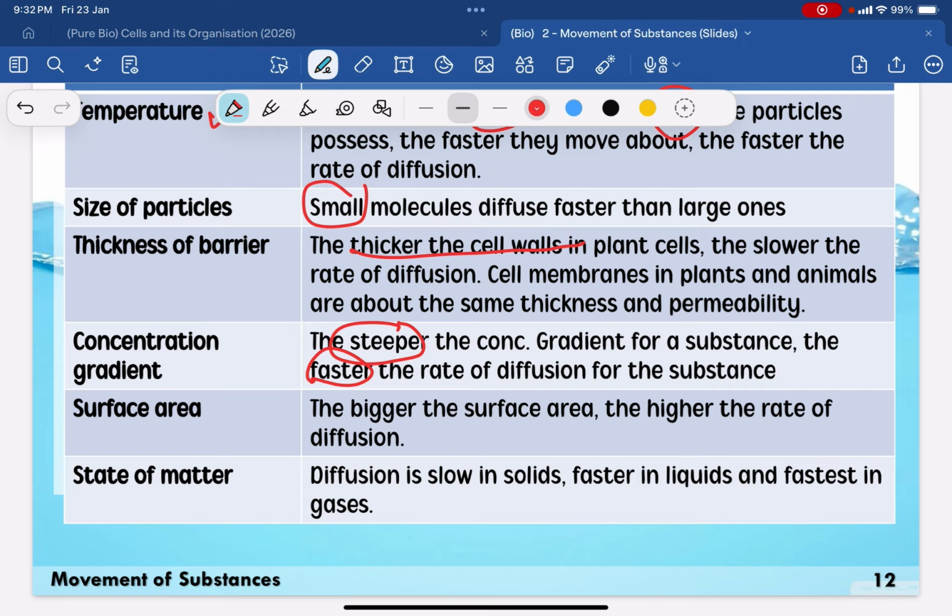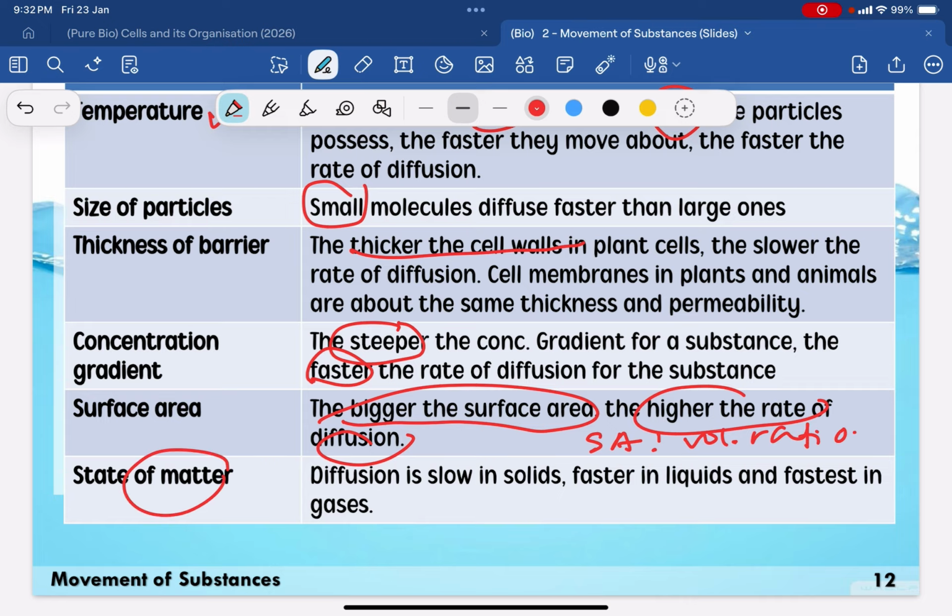Alright? Bigger the surface area, the higher the rate of diffusion. This is the same idea as I talked about before, surface area to volume ratio. State of matter. Diffusion is very slow in solid, followed by the liquid, and faster in gases because the particles are most further apart.